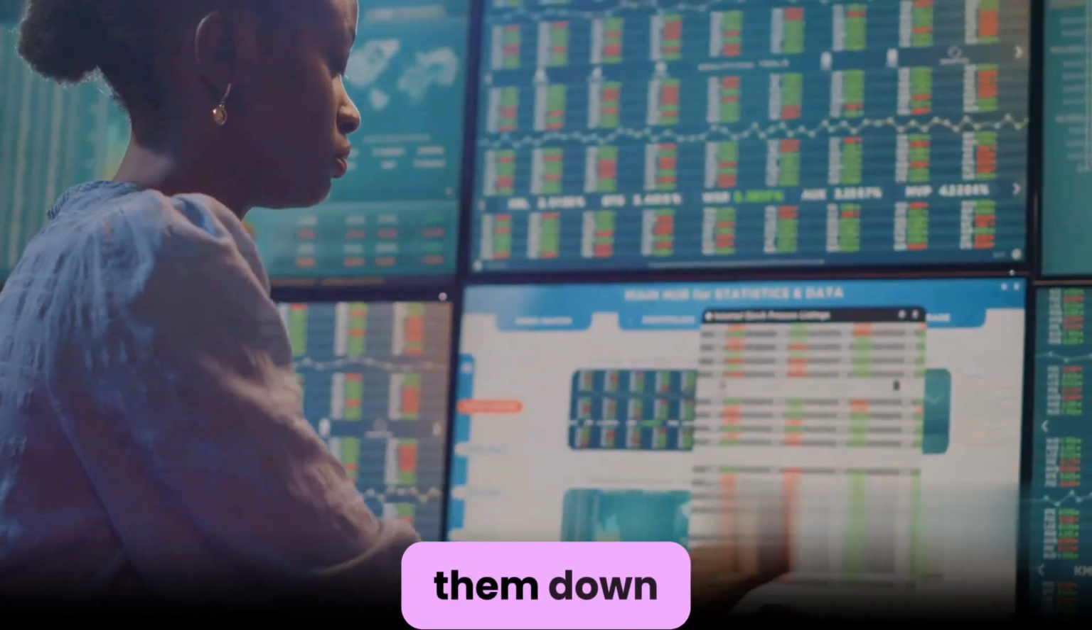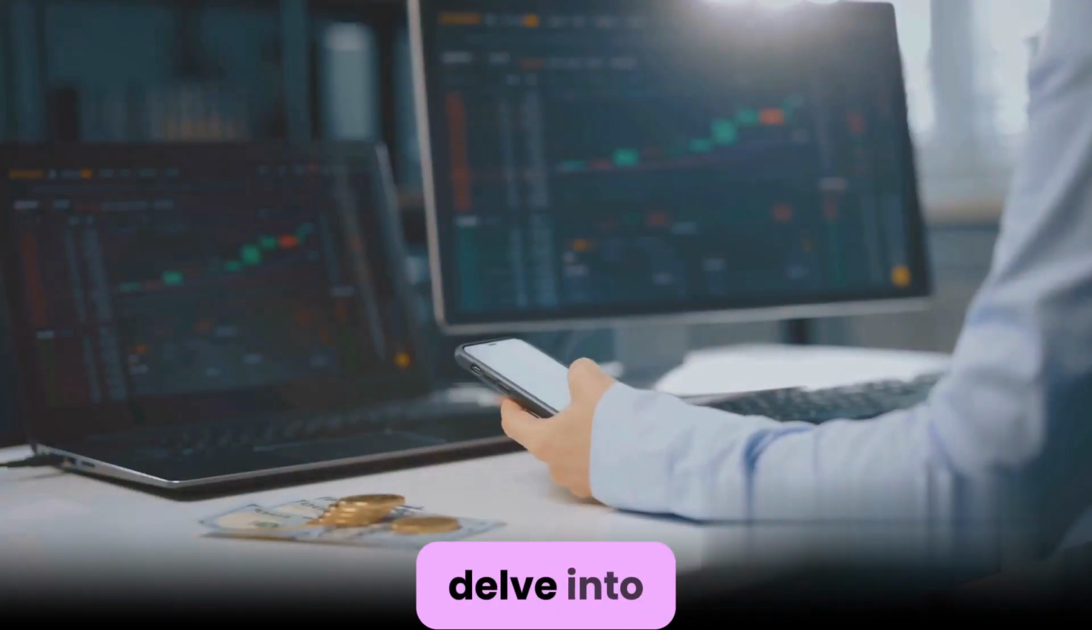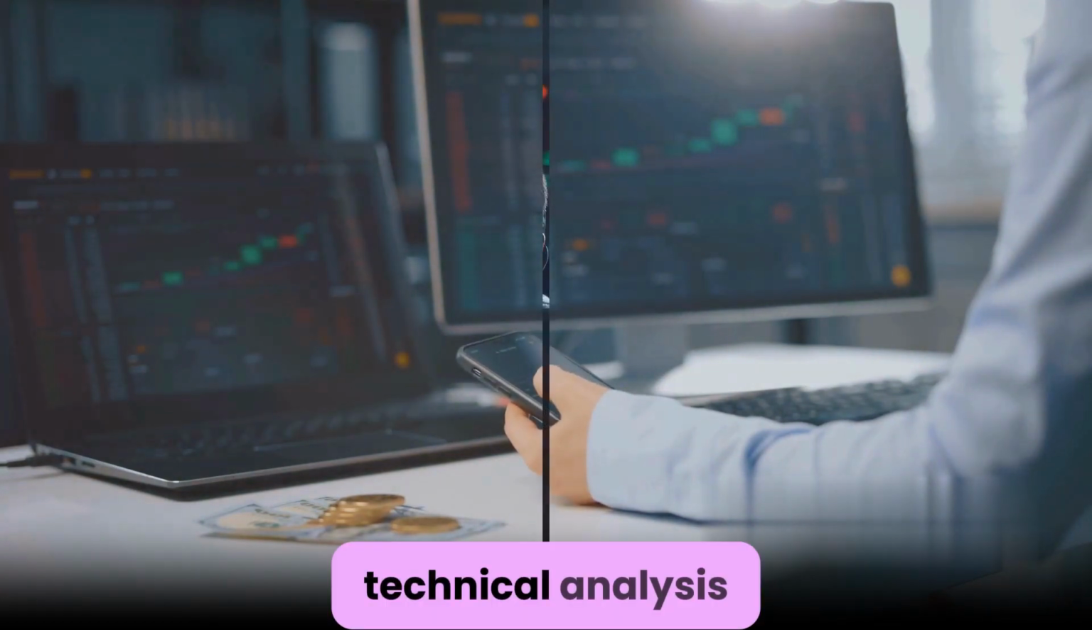We're here to break them down, making them simple and accessible, even if you're just starting out. Ready to delve into the world of day trading? Let's start with our first strategy: technical analysis.